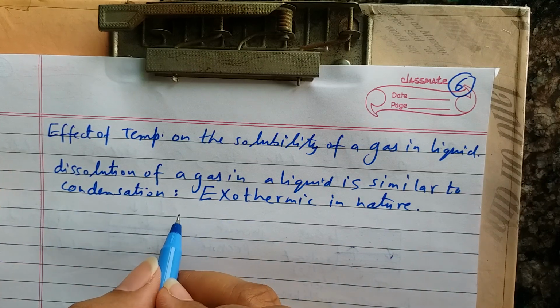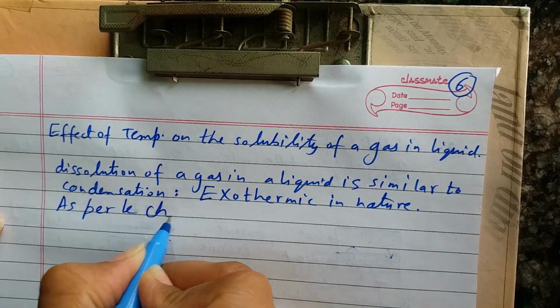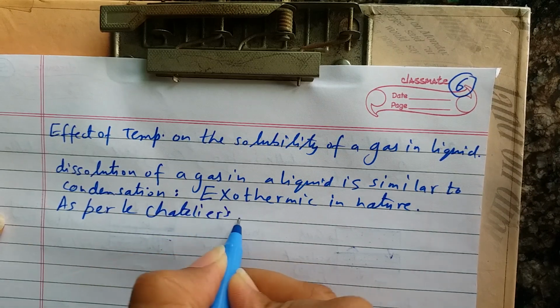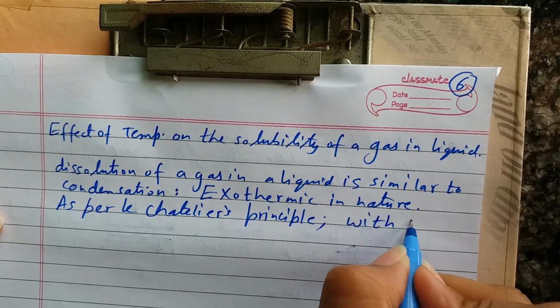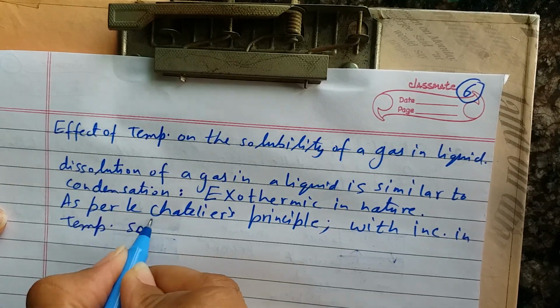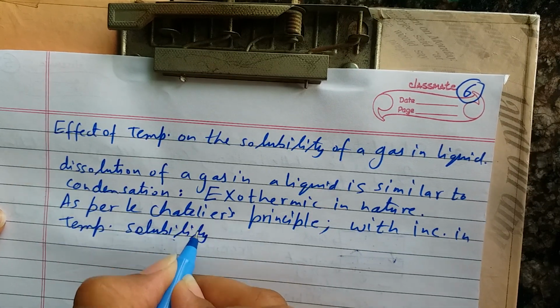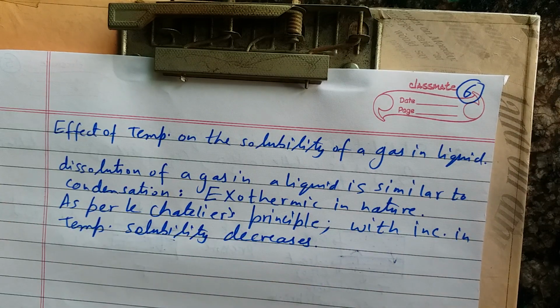So if the dissolution of gas in liquid is exothermic, we can say that as per Le Chatelier's principle, with increase in temperature, solubility decreases. So this is simple, can be explained on the basis of Le Chatelier's principle. Now because the process of dissolution is exothermic, it will not be favored at a high temperature. So with increase in temperature, solubility will decrease.